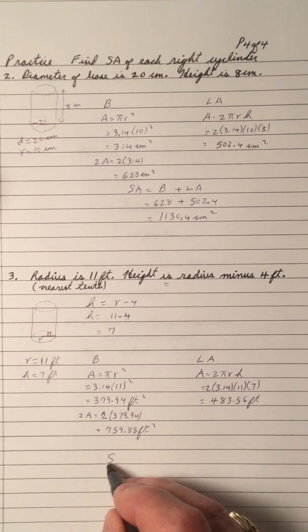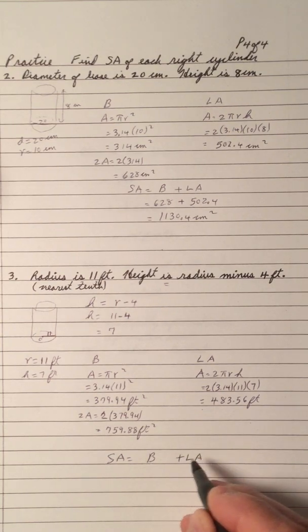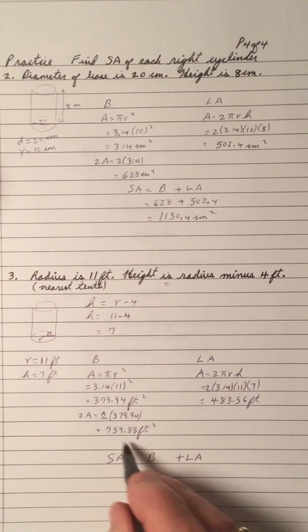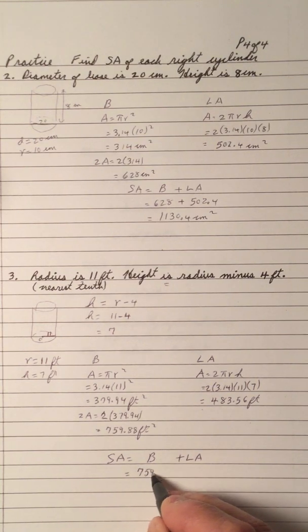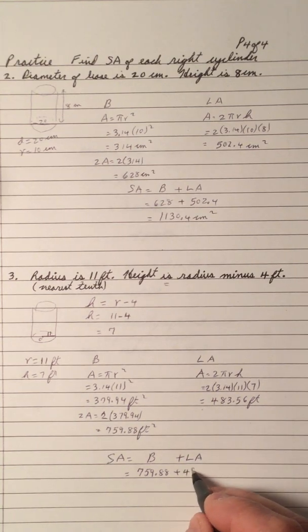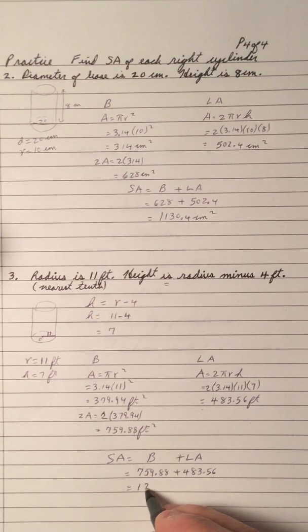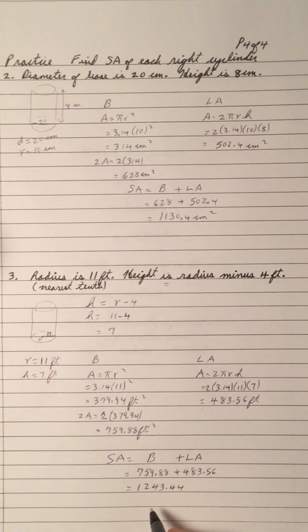So for the surface area, we need the base area and the lateral area. The total base area is 759.88. The total lateral area is 483.56. And if you add that together, you'll get 1243.44. And it says to round it to the nearest tenth, so 4 is in the tenth place.